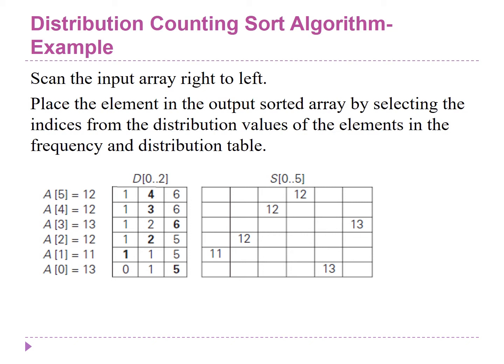Then the last element is 13 and the distribution value is 5. Hence 13 is placed at index 5 in the output array. Thus, the elements are sorted using the frequency and distribution table.